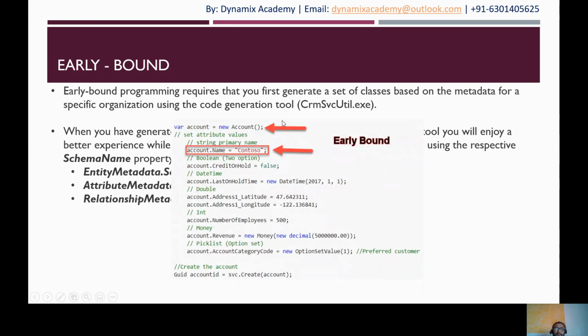So now you can see I am declaring an account variable using the account class itself. Earlier I had to use the entity class. Now since I have generated the early bound classes, I can directly use the account type class, and I can directly use account dot. Once I put the dot, it will list out all the fields and attributes in Visual Studio IntelliSense, and I can set the properties directly. And here you can get the type of the attribute as well. So it is very easy and convenient while you are writing the code using early bound classes.